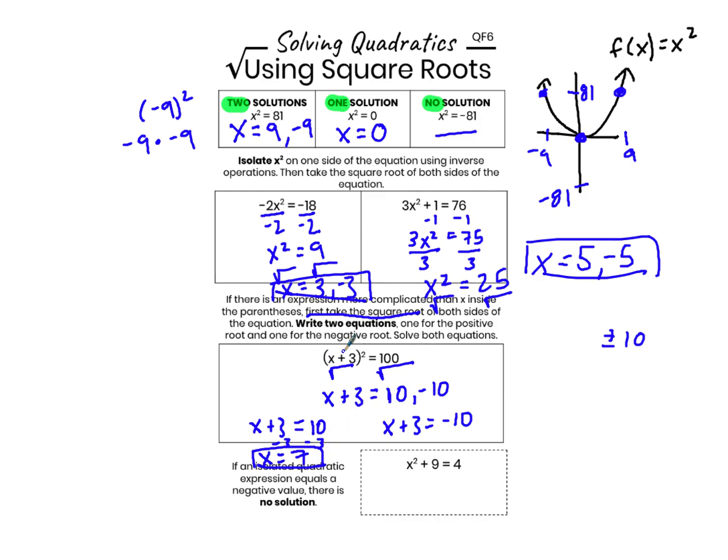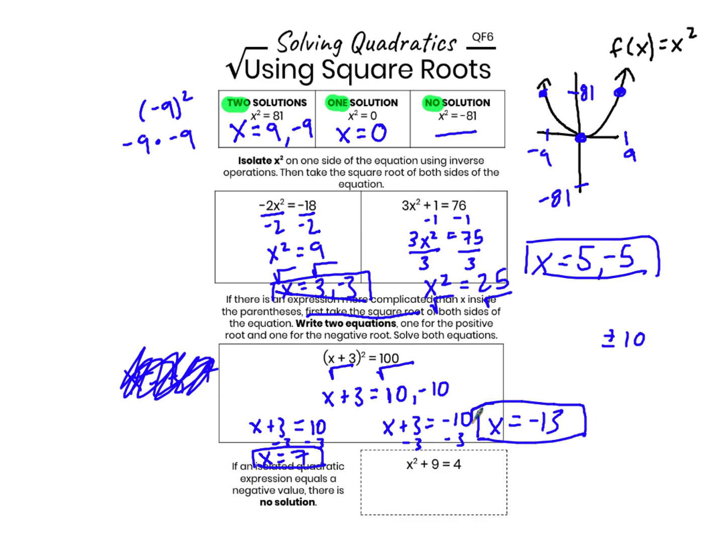If you were just guessing and checking, this is the one you would think of. 7 plus 3 is 10. 10 squared is 100. The very, very most common mistake is to just say, okay, x equals 7 or negative 7. No, no, no. This is totally different than the case where there aren't parentheses, where I do have the same number, one positive, one negative.